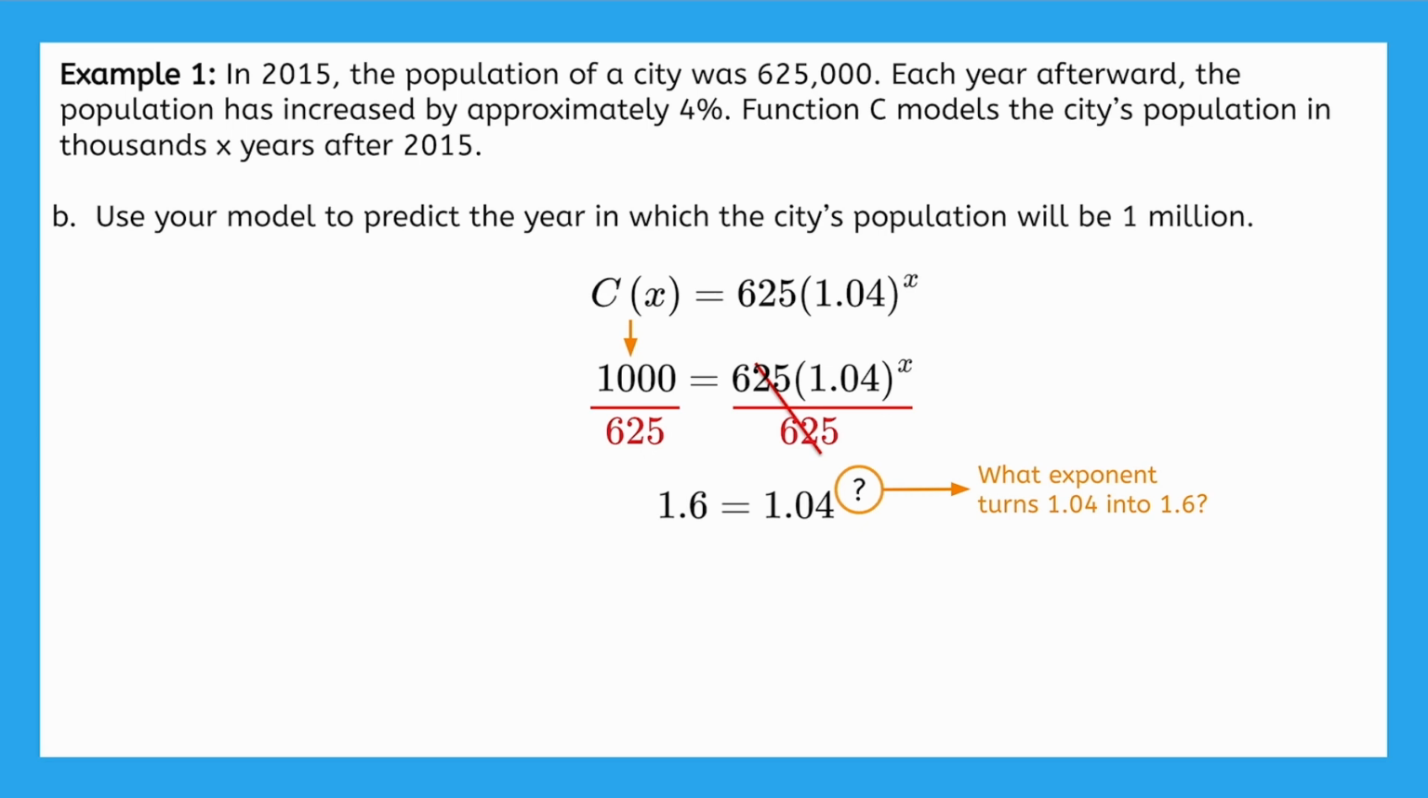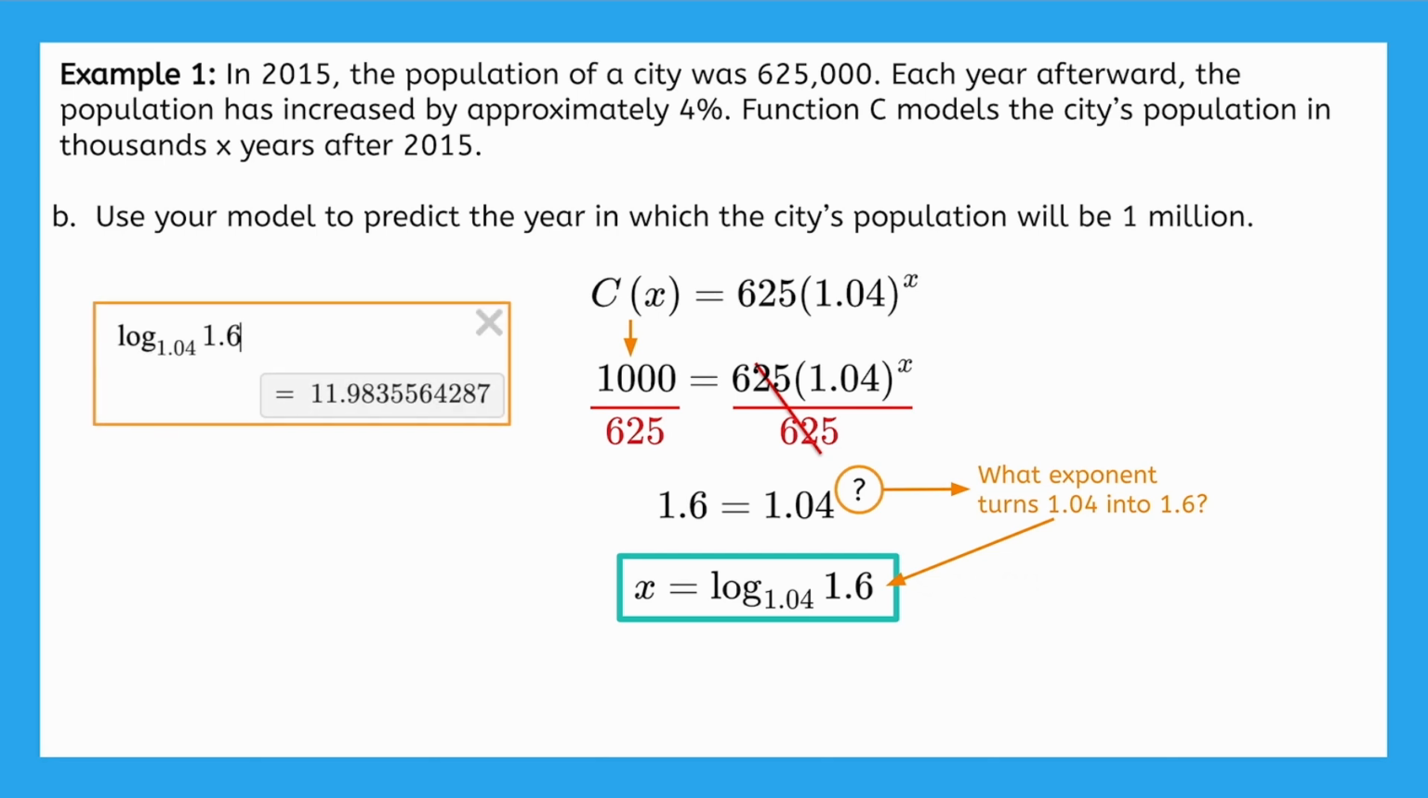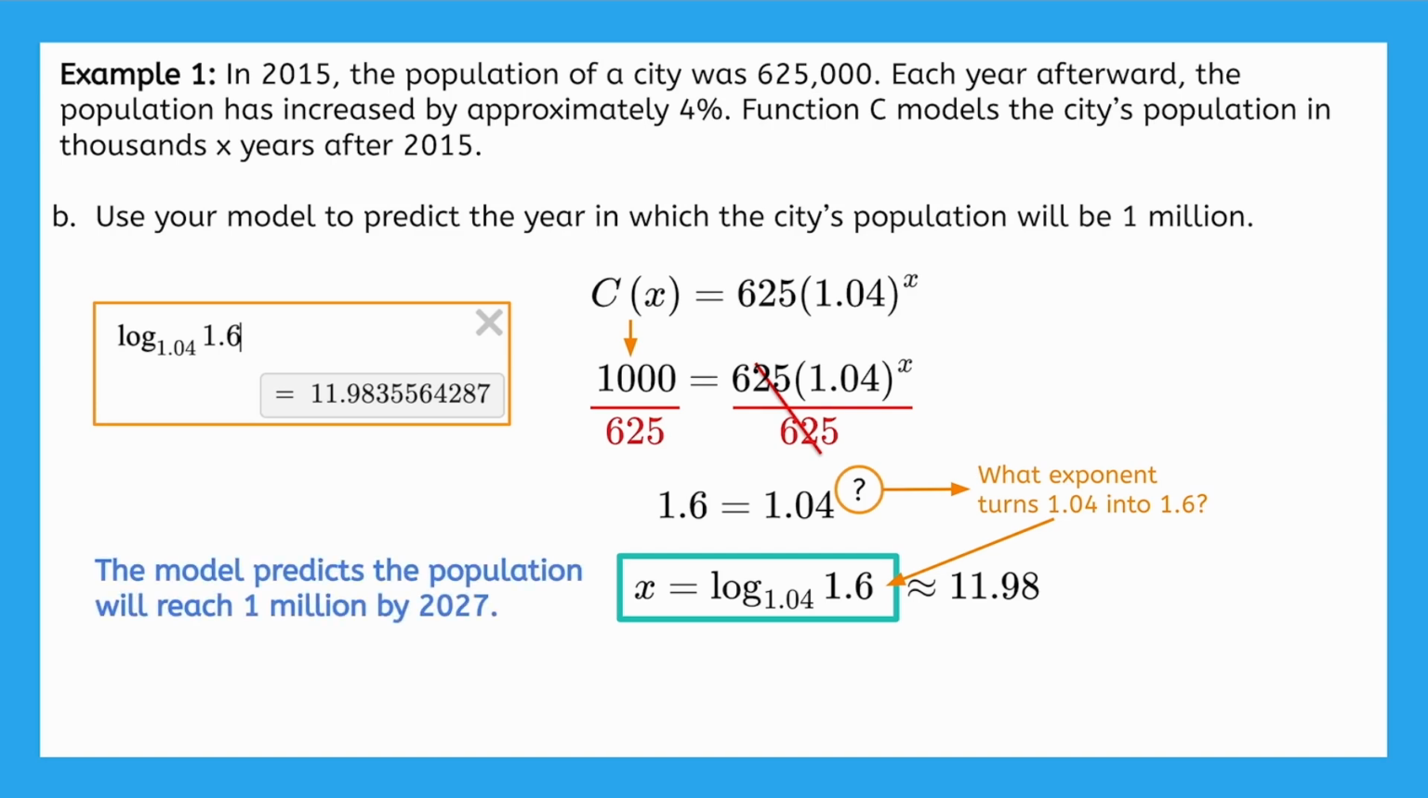In the previous lesson, we learned how to express any exponent we need with logarithms. The exponent that turns 1.04 into 1.6 is log base 1.04 of 1.6. Using a graphing calculator such as GeoGebra or Desmos, we find that this logarithm is approximately 11.98, which means the population reaches 1 million almost 12 years after 2015. Therefore, the model predicts the population will reach 1 million by 2027.